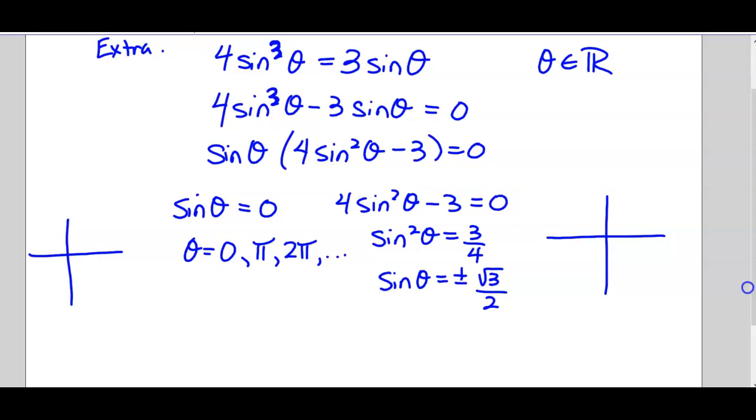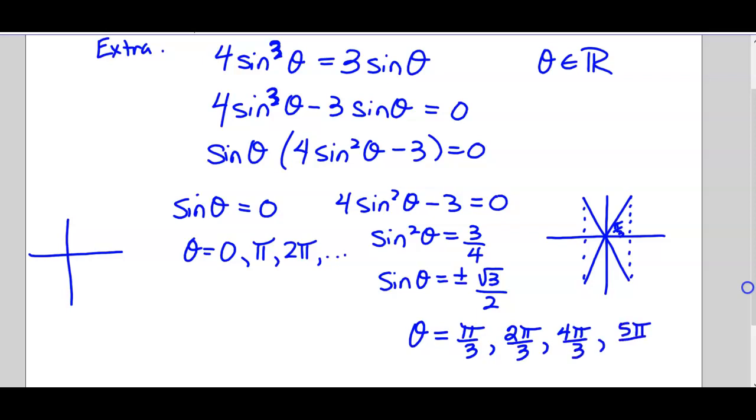Then here, sine is positive in the first and second quadrants, negative in the third and fourth. Sine is root 3 over 2, which has a reference angle of pi over 3, or 60 degrees. So this is pi over 3, 2 pi over 3, 4 pi over 3, 5 pi over 3. Overall, I've got this, this, this, this, this, this.